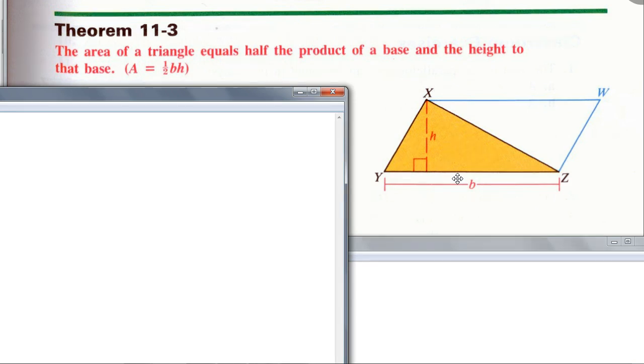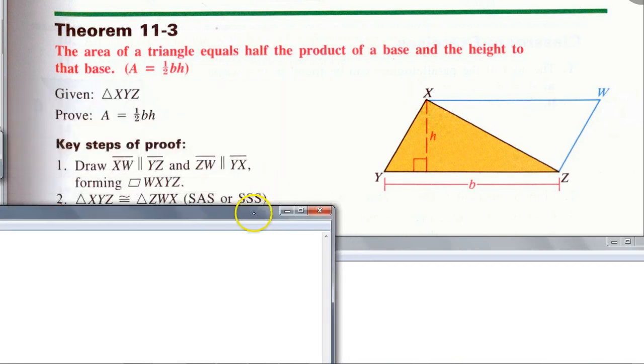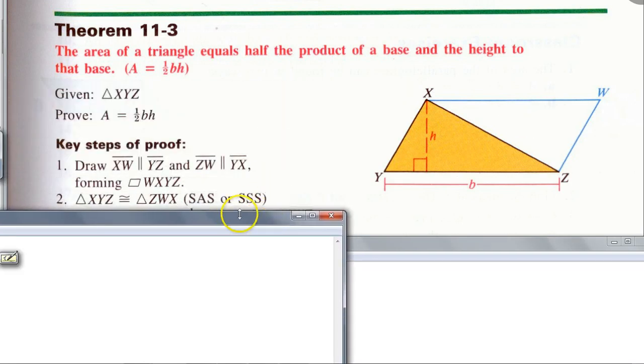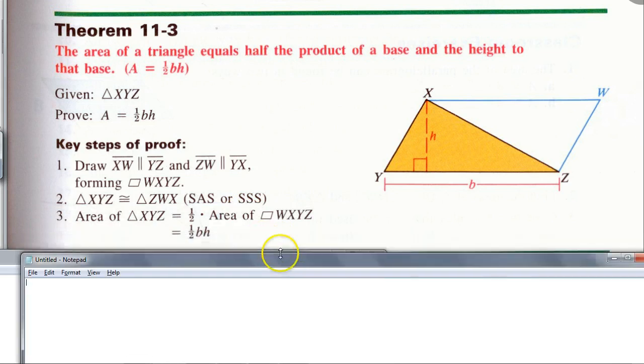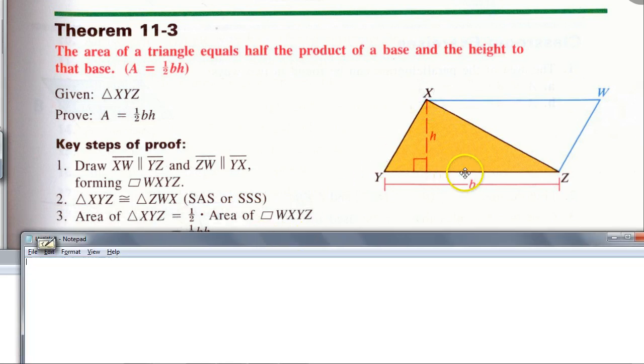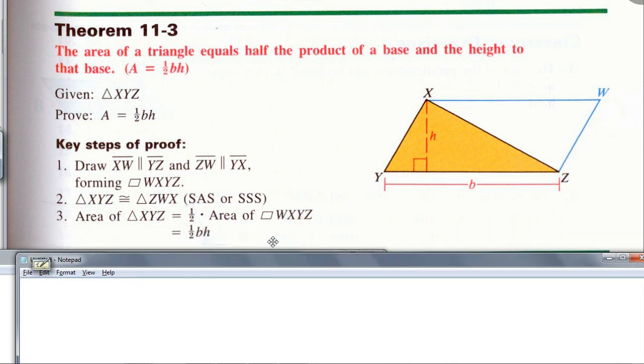So you know then that the two triangles are congruent, of course. Therefore, that's why it's half of it, right? Since the two triangles are congruent, one triangle must be half of the whole parallelogram. Therefore, half of the base times height gives you the area of the triangle. Easy enough? Okay, very good.